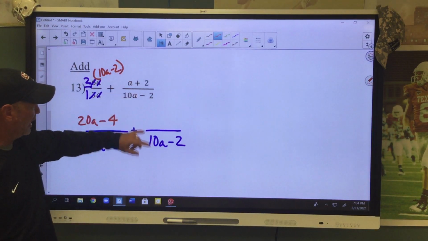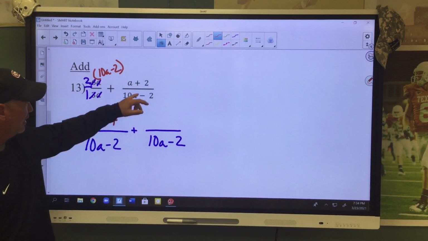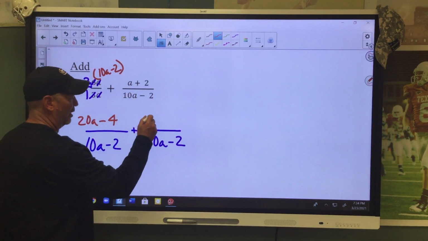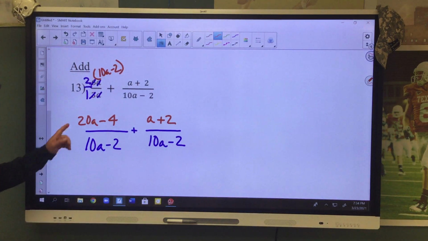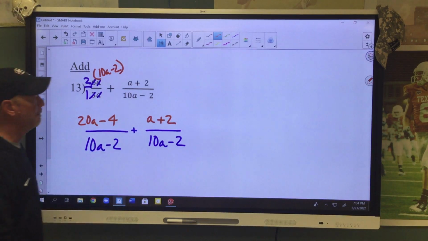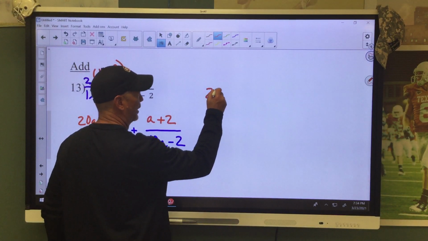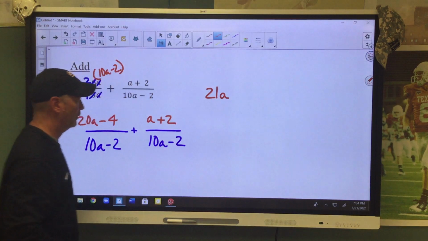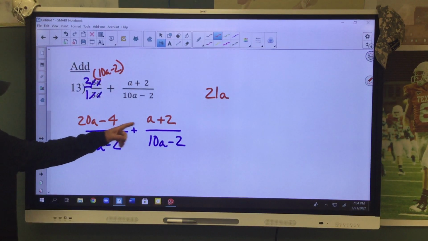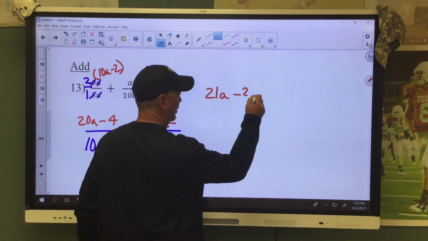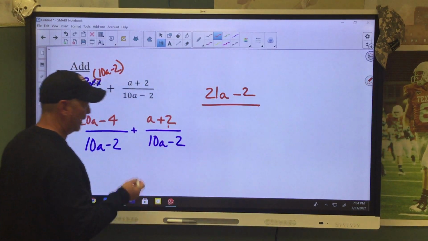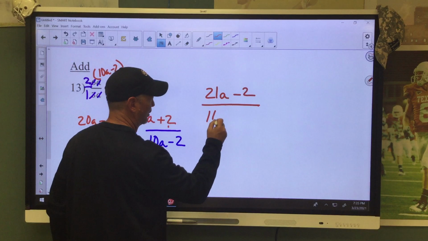In this fraction, I did not have to change anything, so I do not change anything with this numerator. I combine like terms. 20a plus 1a will give me 21a. A negative 4 plus 2 is a negative 2 over 10a minus 2.